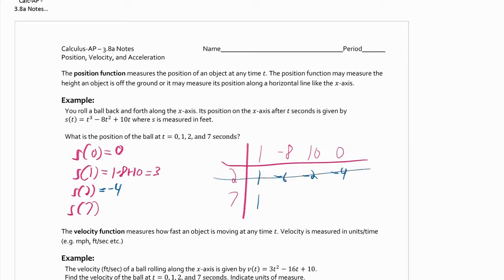Now, same with 7. I've crossed that out so I don't accidentally look at it. 7 times 1 minus 8, negative 1. Add, you get 3, and then you get 21. So that is 21. This just tells you the position of the particle at these different time points.